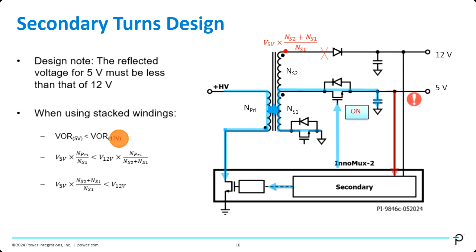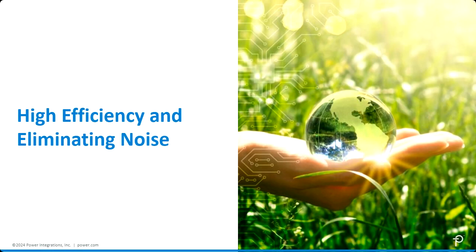So this is the most important design principle with using InnoMux-2, because that ensures that InnoMux-2 can operate accurately. Otherwise, if you don't follow this rule, then you still have the cross-regulation issue as you would observe from a normal flyback. So that's it. That's the circuit and basic fundamental working principle of InnoMux-2.